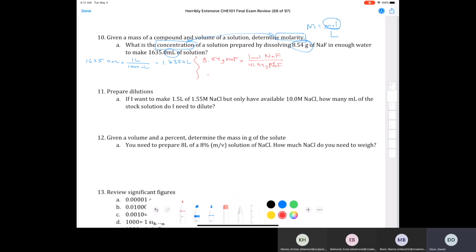Anyhow, you punch that in your calculator and you end up with, I did it all in one fell swoop here, so let me just 41.99. So you end up with 0.203 moles of sodium fluoride.